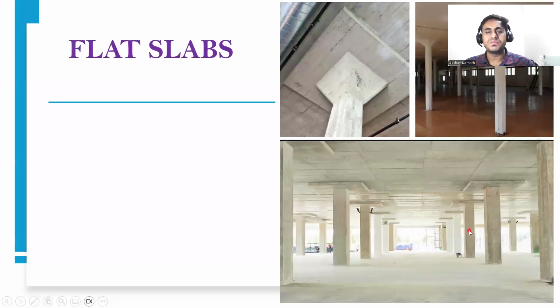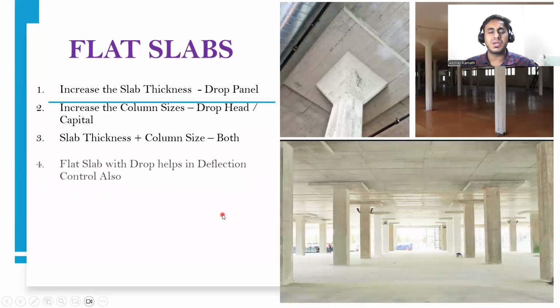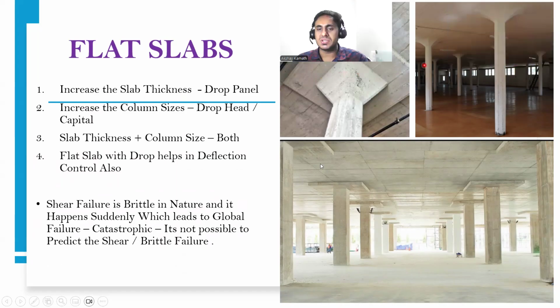That's it. Now, whatever I explained to you, the same thing is explained here. We'll try to understand it. First is increase the slab thickness by providing a drop panel. We already saw that. This is the drop panel that I've done. Second is increase the column size, that is give a drop head or a capital.